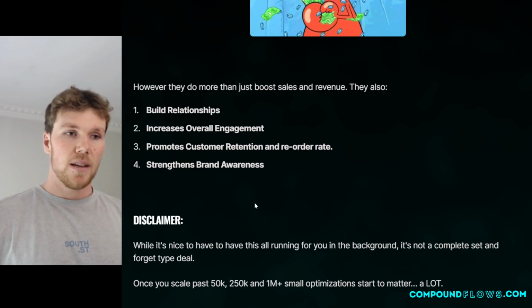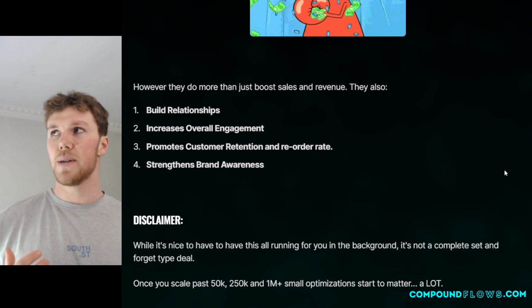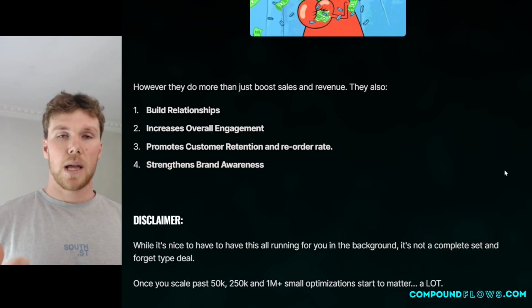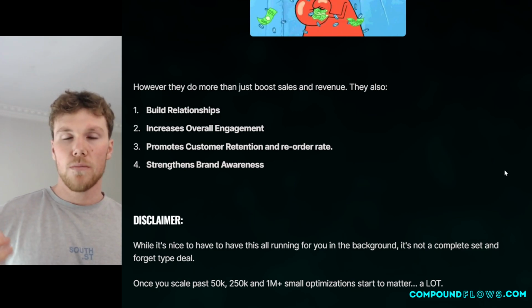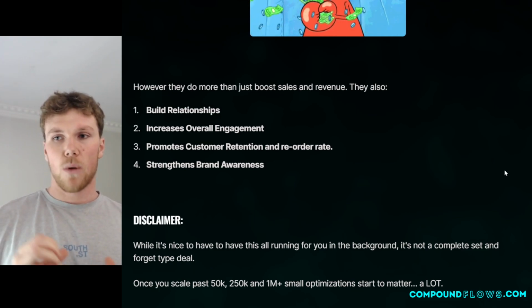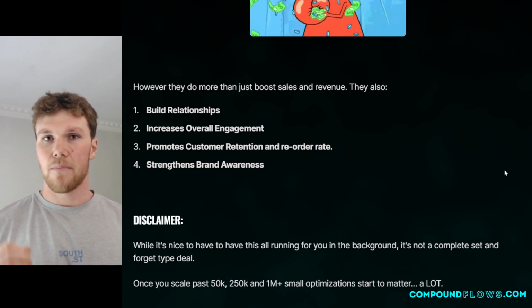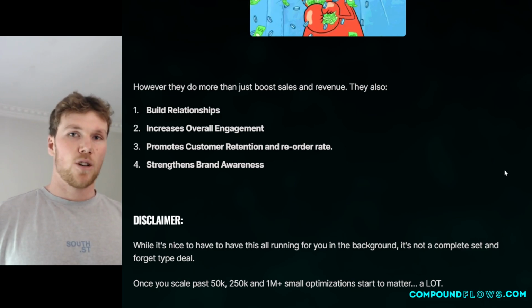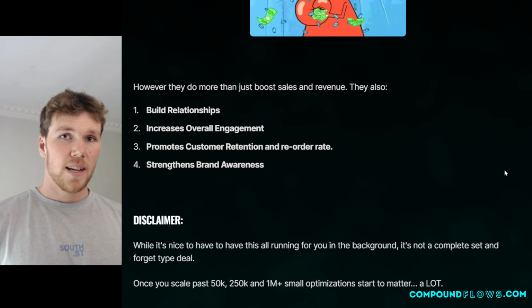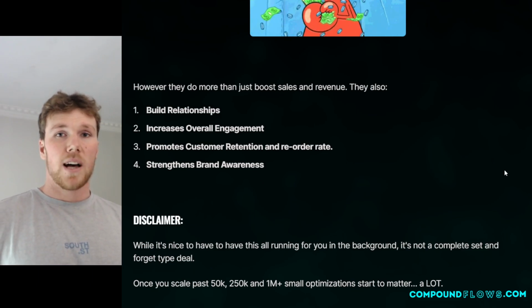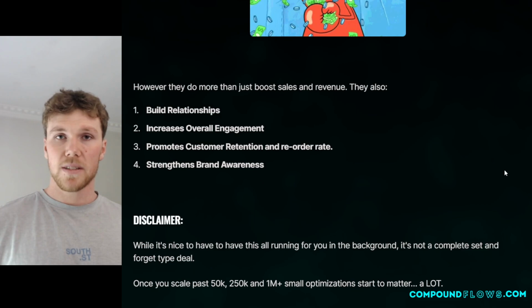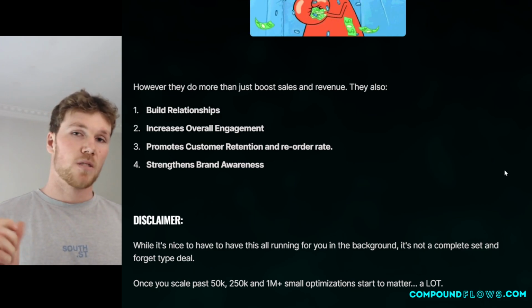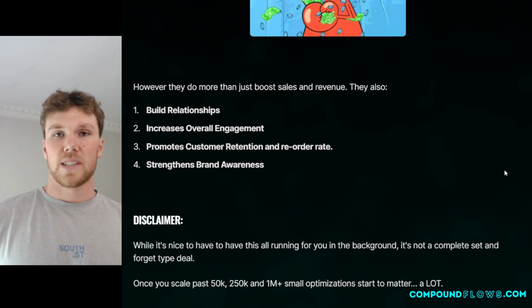Bit of a disclaimer here. While it is a bit of a setup and forget type deal, once you start scaling and start having more volume to your e-commerce store, small optimizations, small tweaks start to matter a lot. So let's say you're over 100K per month right now. That's typically a lot of volume coming through these flow automations or a lot of people on your email list. And small optimizations, small tweaks is really important to get right.